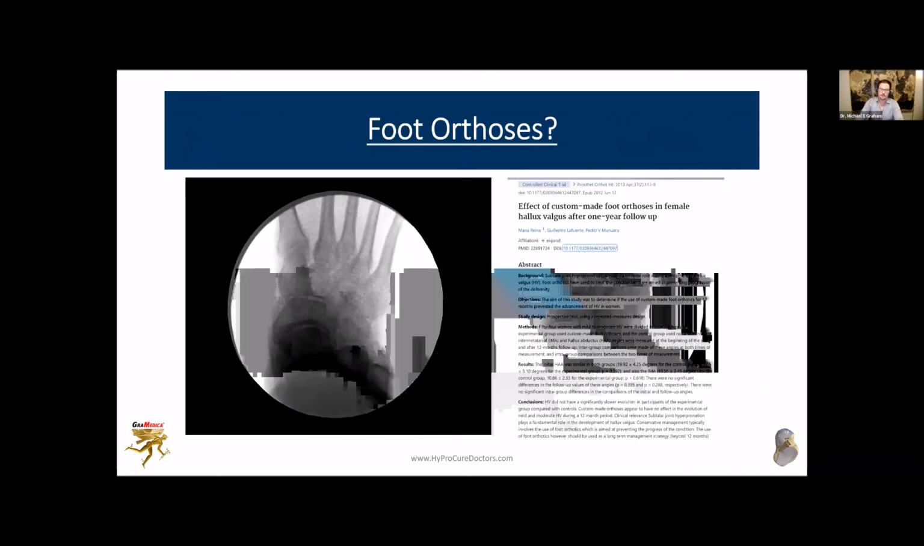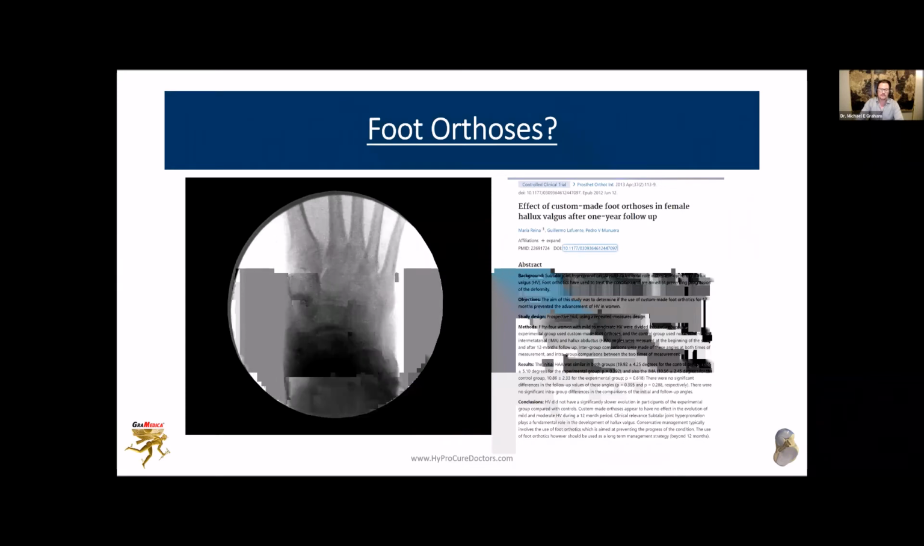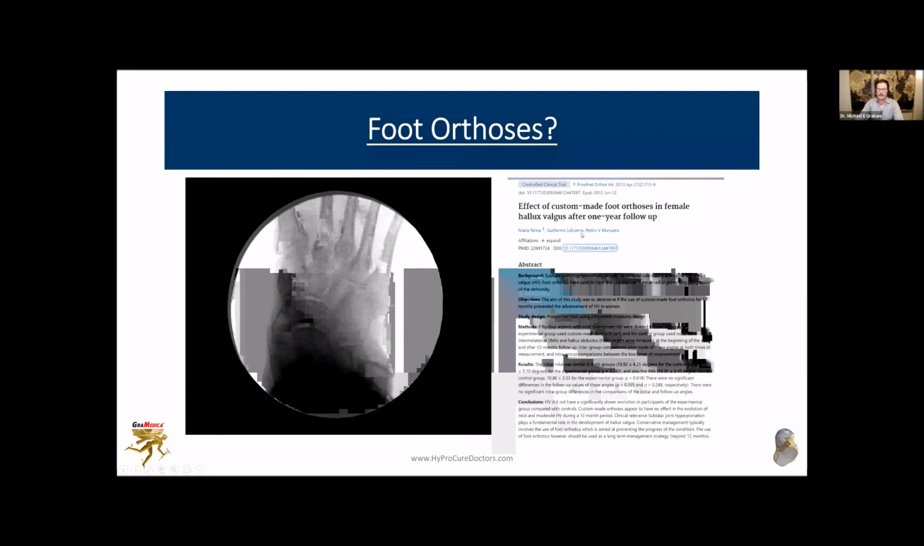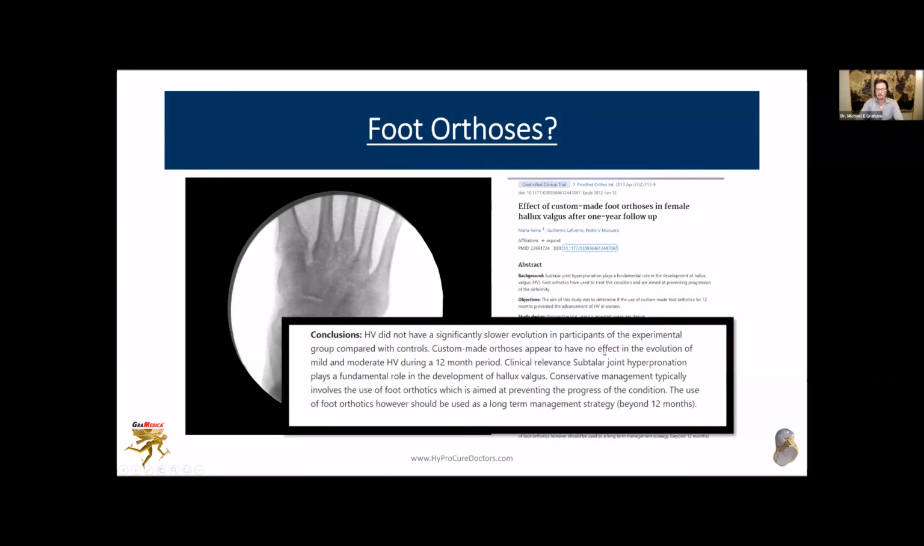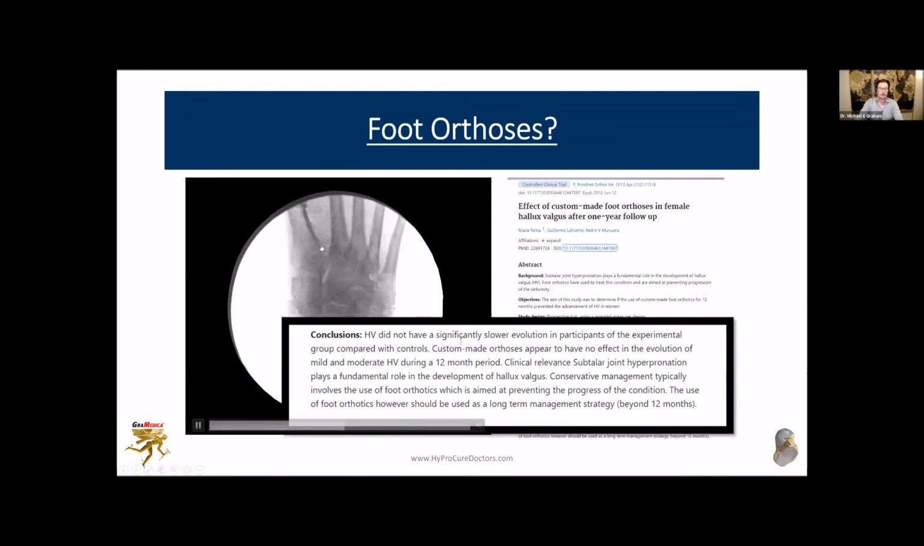Actually, the literature says the opposite. The literature tells us there's a study for 1-year follow-up of women who had bunion hallux valgus deformities, and what it showed is that after a year, foot orthotics did nothing, had no effect whatsoever on the deformity going from mild to moderate. And again, they say that we need to effectively treat the subtalar joint hyperpronation, which is the partial dislocation of the talus on the calcaneus.